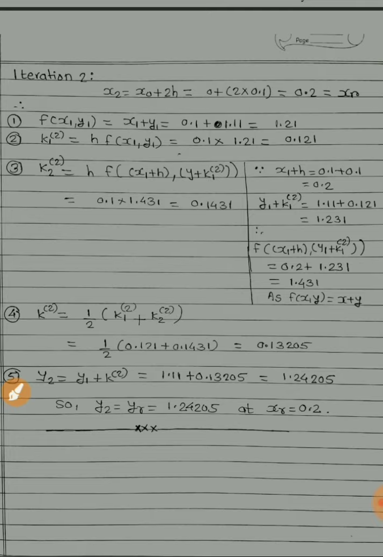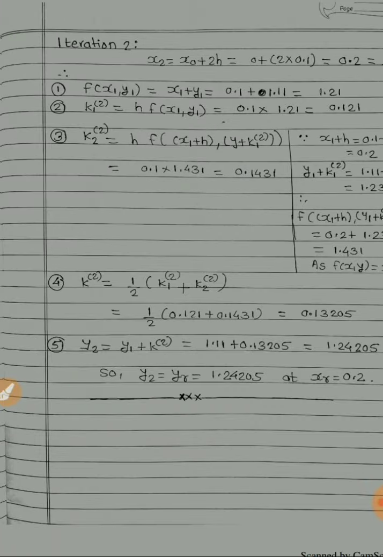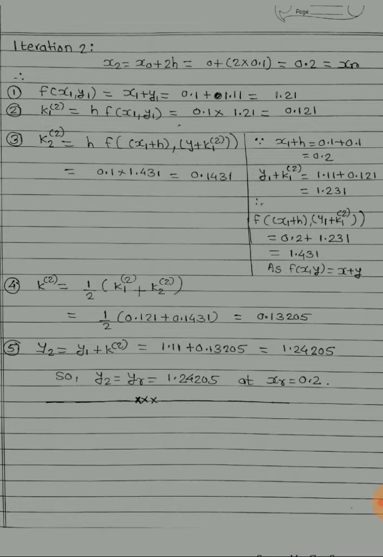Hence the next work is to calculate the value of k, which is given by 1 by 2 into k1 square plus k2 square. This square we know represents the iteration, that is iteration number 2. So in iteration 2 we have calculated k1, k2. I put those values here and I get the k value, which comes to 0.13205 for iteration 2.